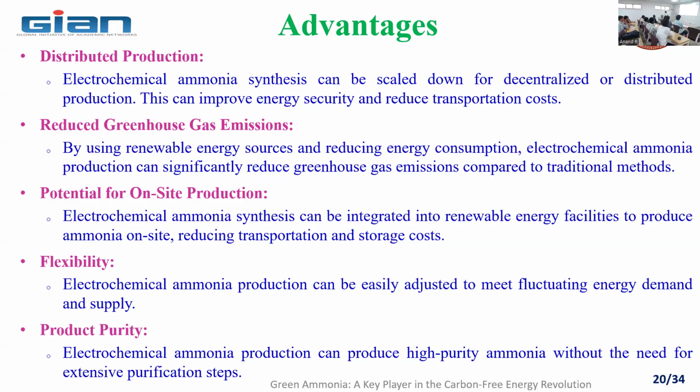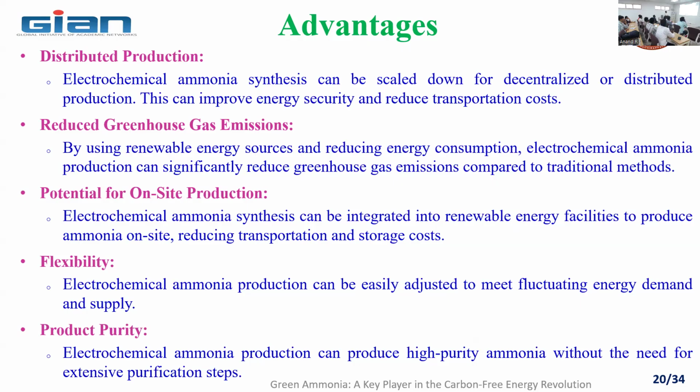So instead of proposing a system at one place, you can propose a system at multiple places. Suppose you want to install the system at Banjul, where a lot of agricultural lands are there, right? There you can produce the ammonia fertilizer and sell it. Instead of producing at Thoothukudi and transporting it here, where everything is added into the cost of the fertilizer, you can produce at distributed points. So, reduced greenhouse emissions, potential for on-site production, everywhere you can produce it.